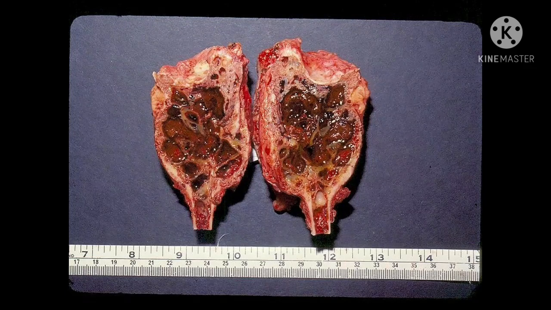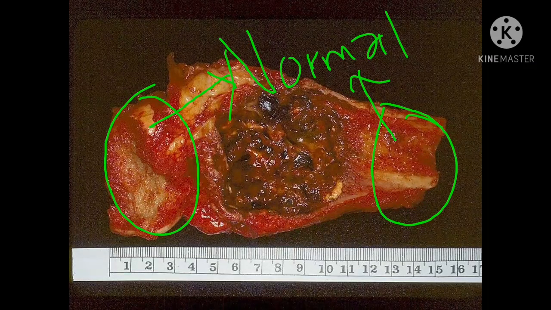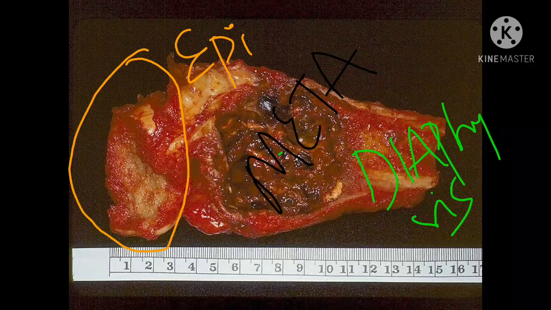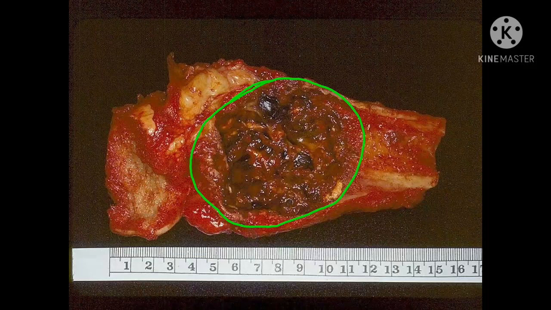This is higher magnification. See, you can appreciate the normal bone here. This entire thing is normal bone here. This is epiphysis, metaphysis. The lower part is diaphysis. So it is involving the metaphysis here. Actually it arises in the epiphysis and it is coming down, expanding and involving the metaphysis. Again you can appreciate the red to brown color and cystic spaces filled with hemorrhage. If you feel it, it will be soft in consistency and friable in nature. This completes your gross description.